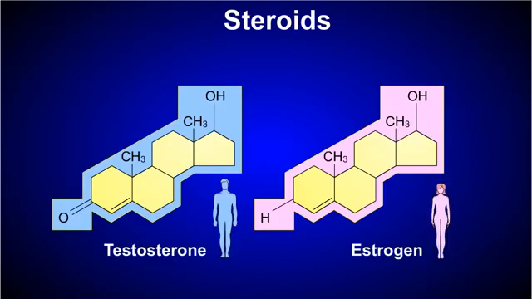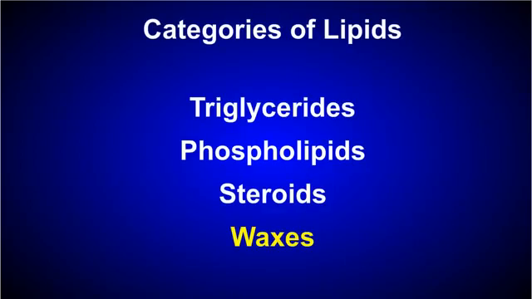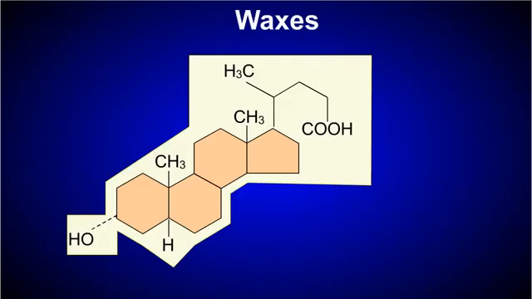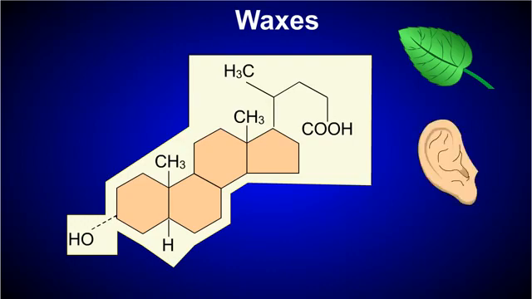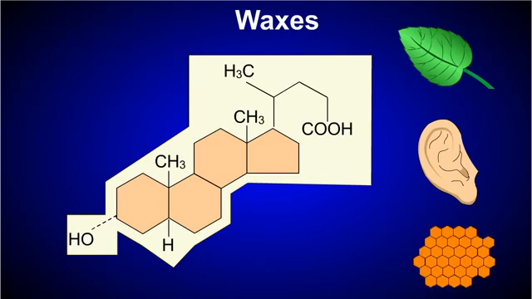The hormones testosterone and estrogen have small differences in their functional groups, but large differences in their effects on an organism. Waxes are the final group of lipids. Waxes are nonpolar and repel water. They're found in the protective coating on leaves and on outer surfaces of animals. Wax is produced in the ears of some animals to protect the eardrum. In addition, bees construct honeycombs from wax.